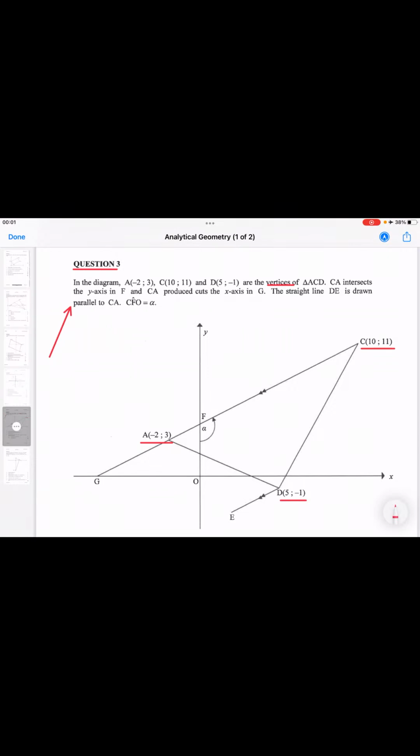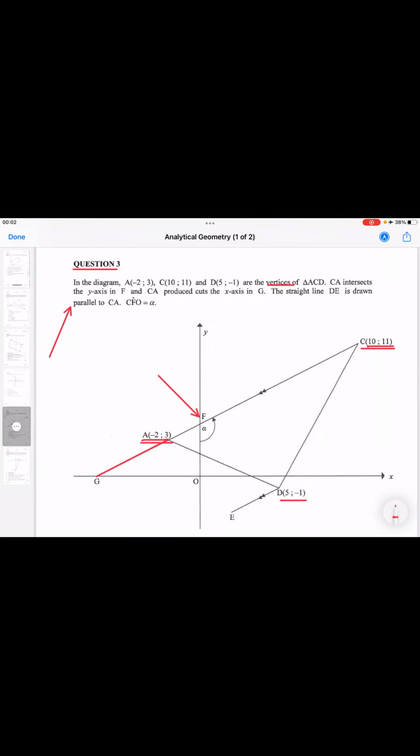And they continue to say CA intersects the y-axis in F. Where is F? Oh, there is F. There we are, having F. And CA produced cuts the x-axis in G. CA produced. So remember, they simply say that CA extended, it cuts the x-axis in G.